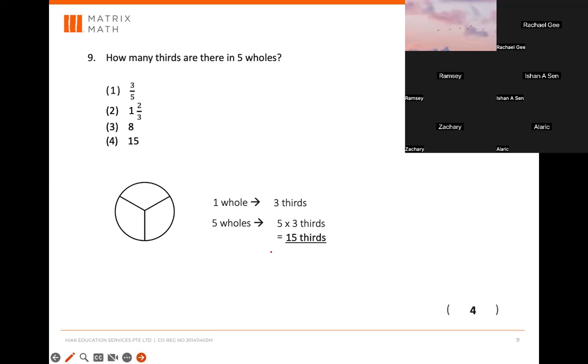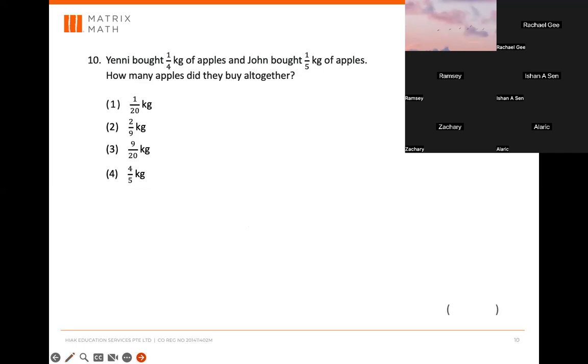So here you go, 15 thirds. Question 10. Yenny bought 1/4 kg of apples and John bought 1/5 kg of apples. So how many apples did they buy altogether?